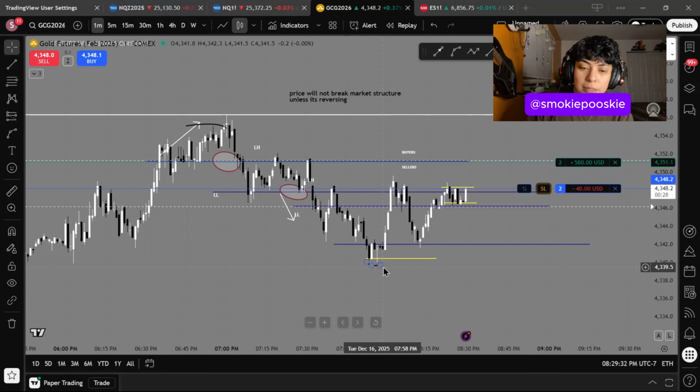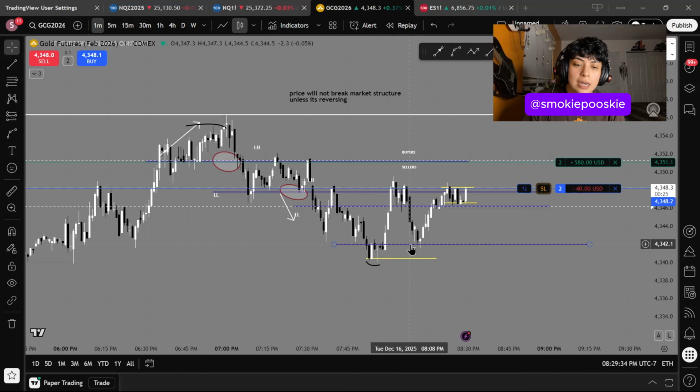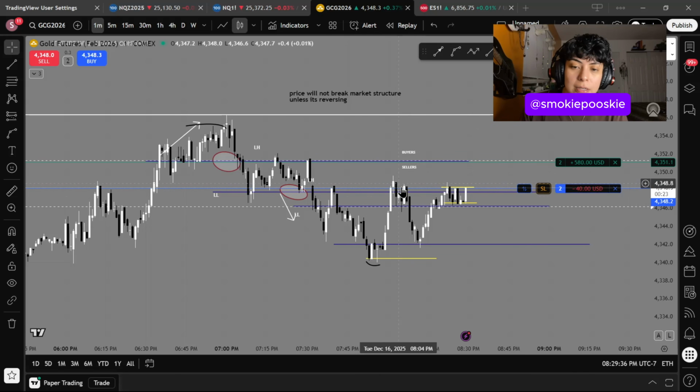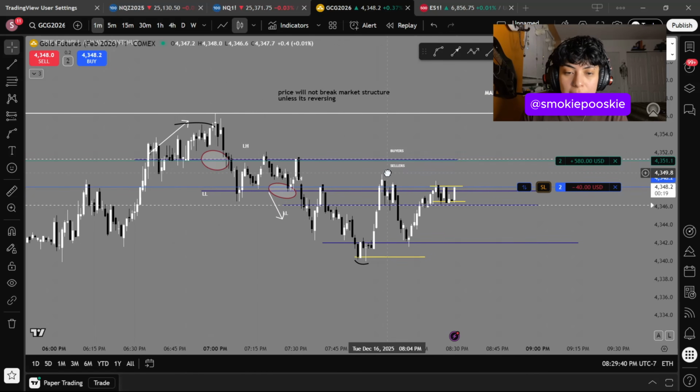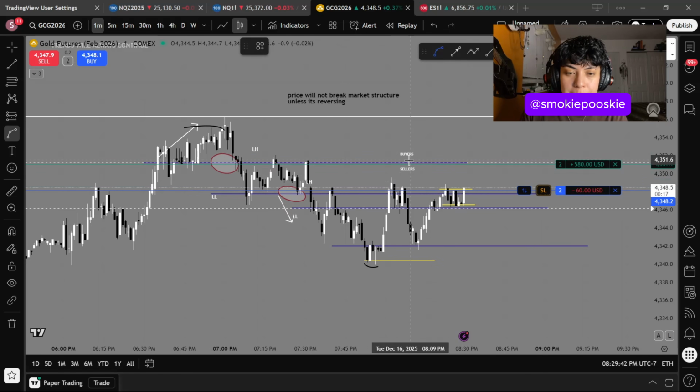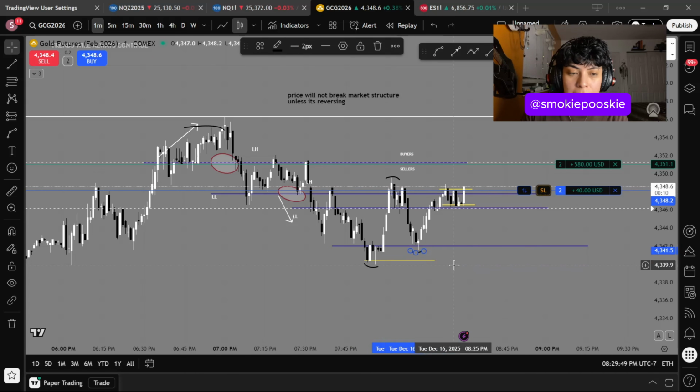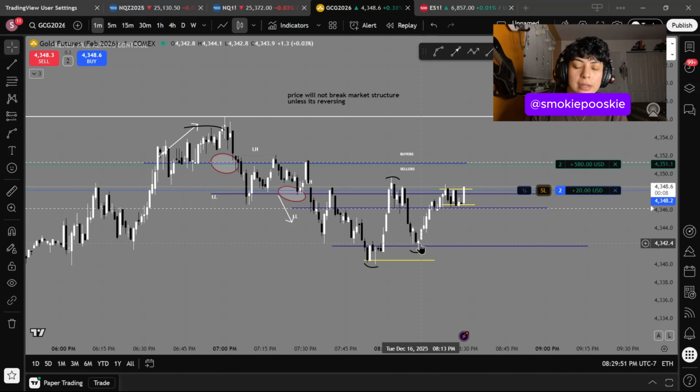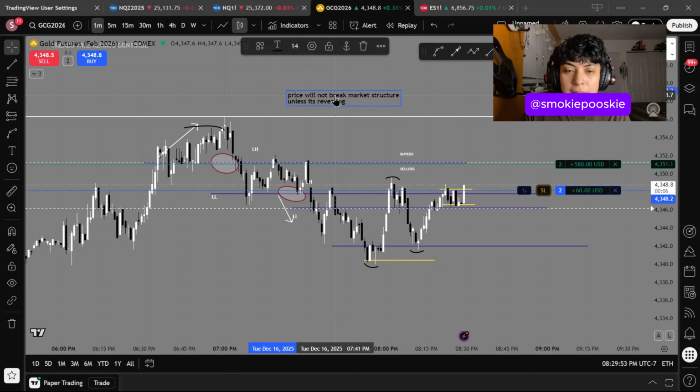So price wouldn't be creating a higher high right here and a higher low right here. So let's mark this out. It created a higher high and a higher low, and it wouldn't be doing that unless price is breaking structure and reversing, right?